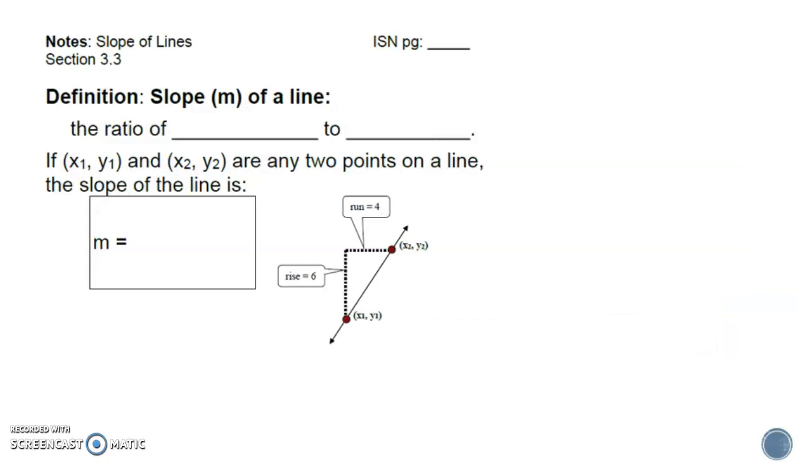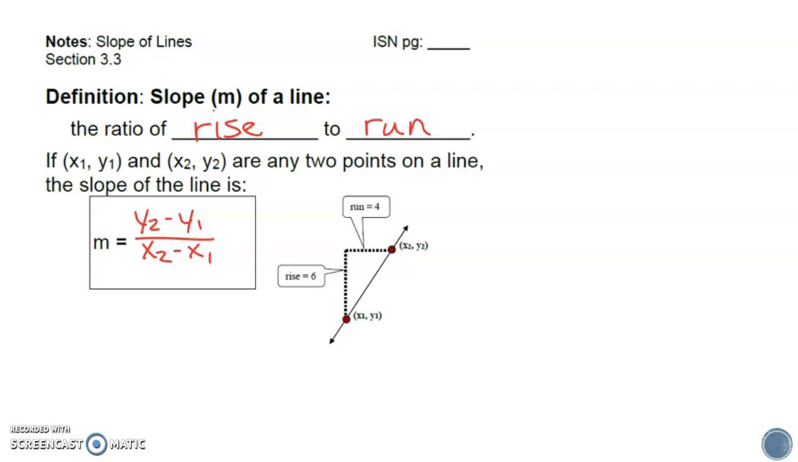So the definition of the slope of a line is the ratio of the rise to the run. So we're talking about the rise vertically and the run horizontally. So if (x1, y1) and (x2, y2) are any 2 points on a line, then the slope of the line is going to be the slope formula, which is y2 minus y1, the difference in the y's, so that would be the rise, over x2 minus x1, which is the difference in the x's, or the run.